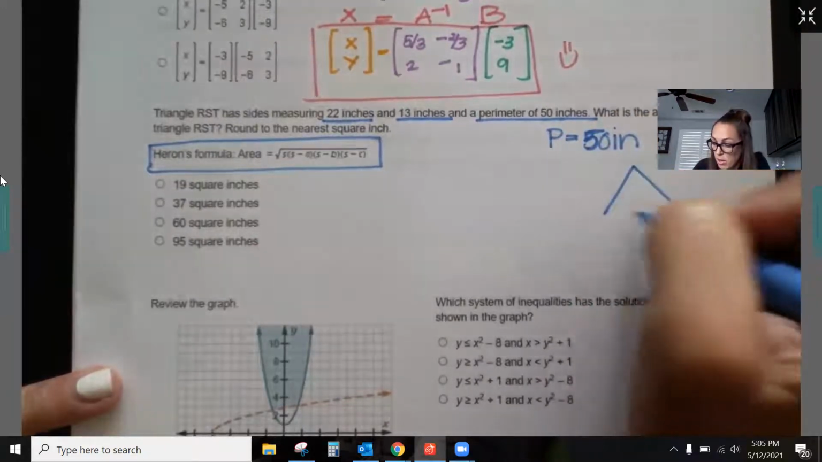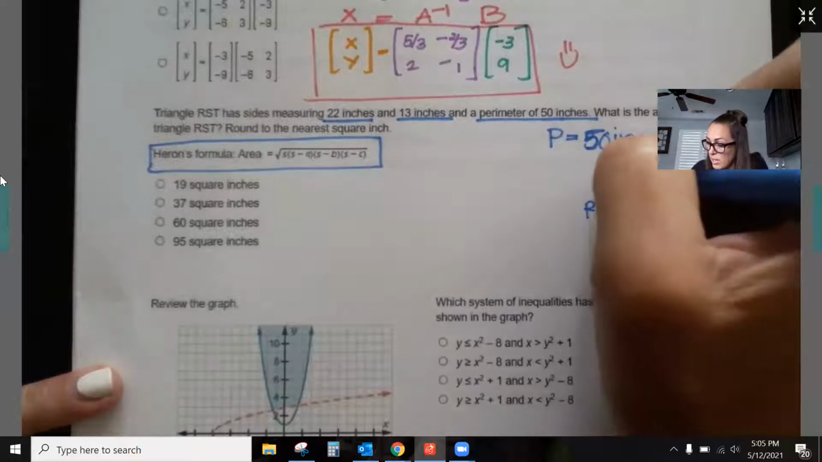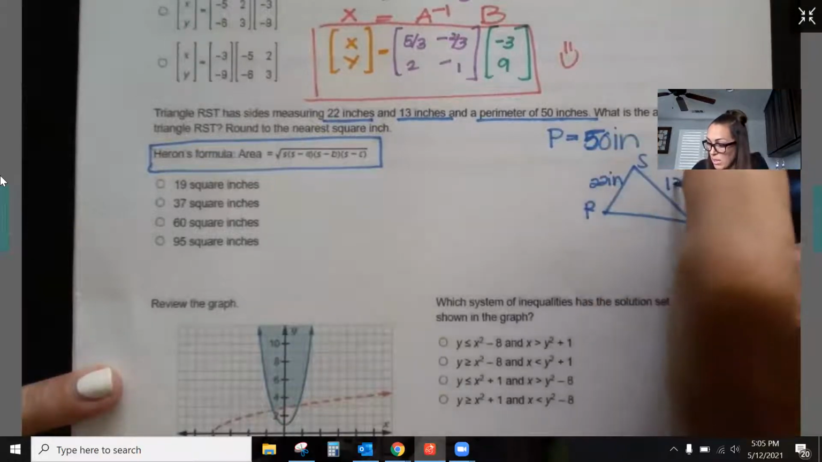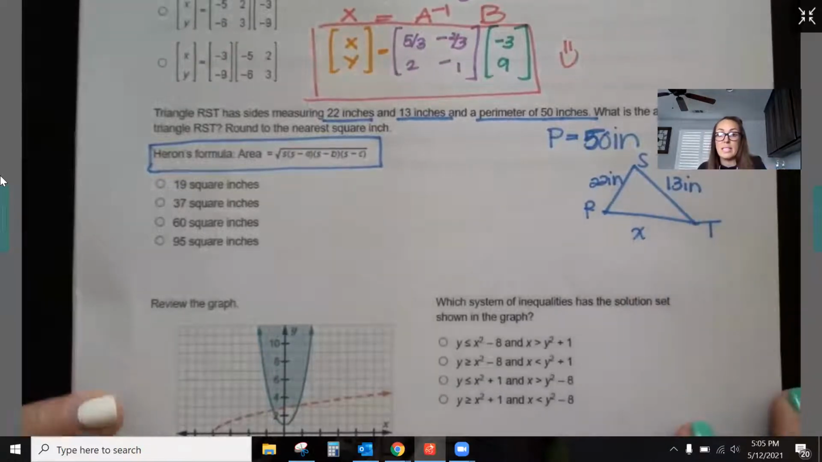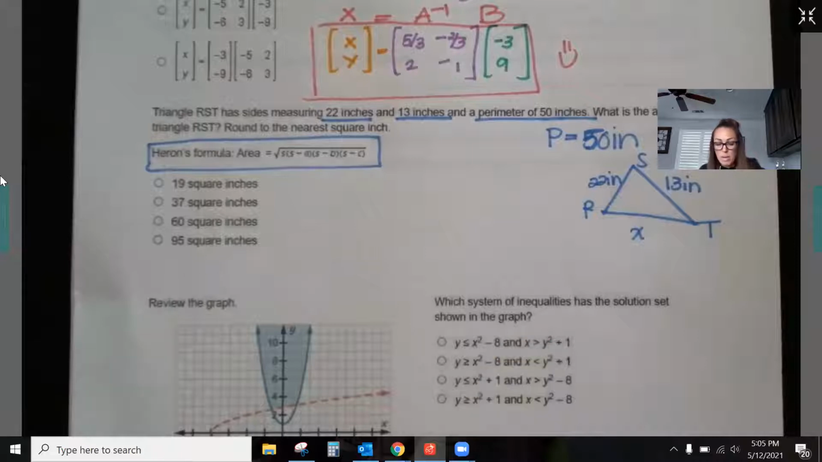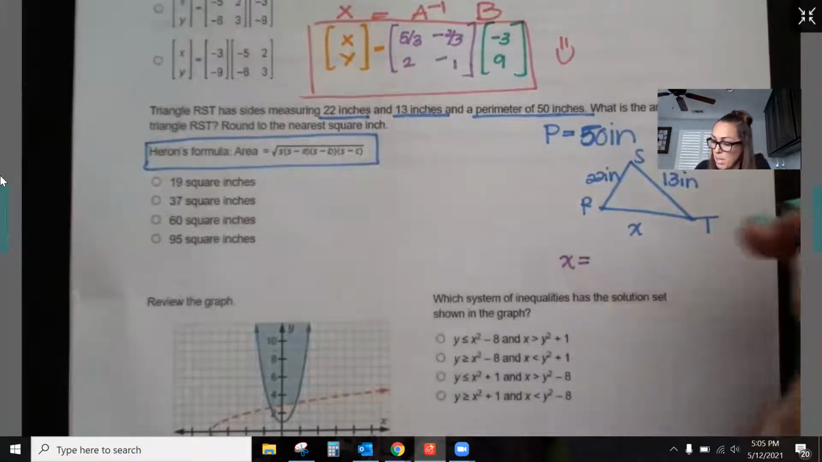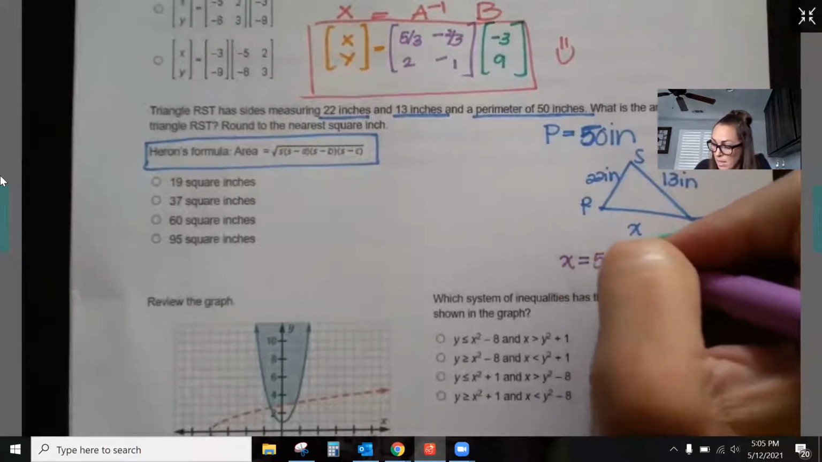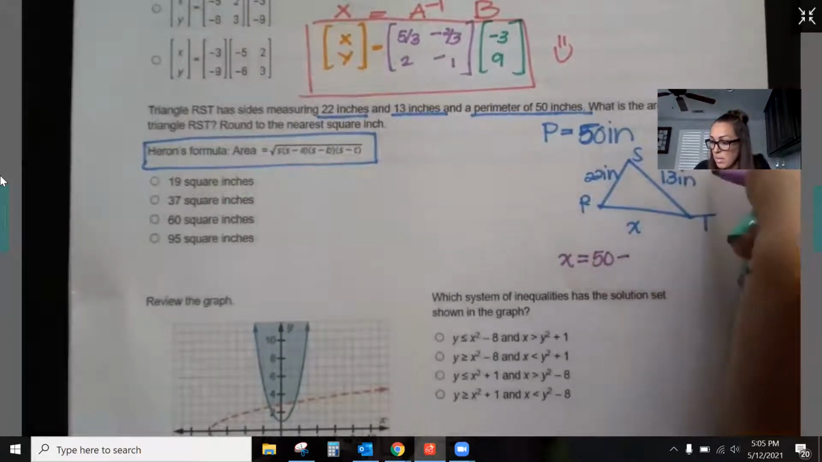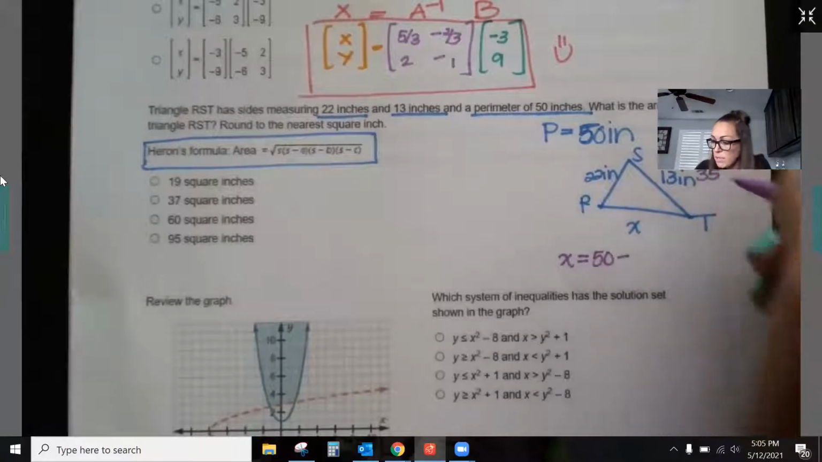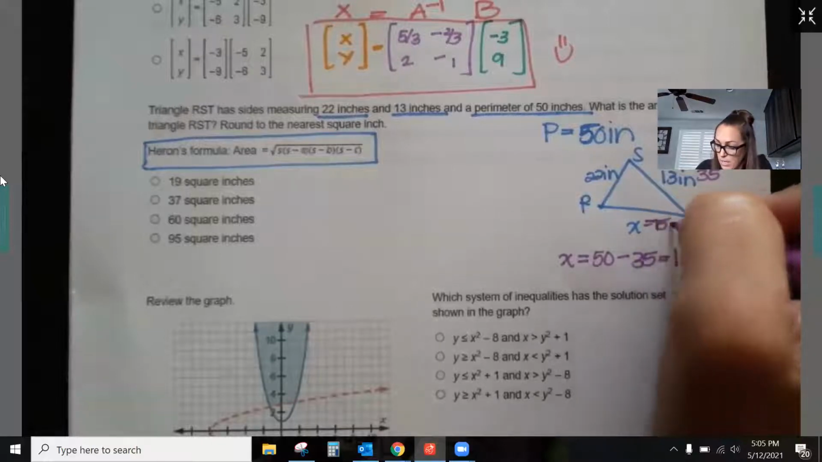So here's my triangle. I'm going to just call this RST. And I have one side that's 22 inches. I have one side that's 13 inches. It's not to scale. And this other side, I don't even know what it is. But I can figure it out because I know my perimeter. So if I want to solve for this missing side, I know that X is going to be 50 minus what's 22 plus my 13, that's going to be 35. So minus 35 is going to equal 15. So I know that this side is 15 inches.